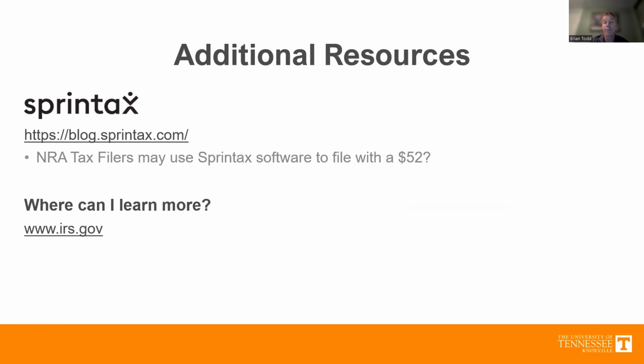All right. In addition to the Confluence pages, the guides that we've put together here at ISSS, in addition to the GTP info, Sprintax has a blog. And we've mentioned before that if you don't file with GTP or if you need to file a prior year return or an addendum, you might be able to do that through Sprintax, and they have a fee, which is currently $52. Where can you learn more? You can also go to the IRS website. That's going to be a little tricky to navigate and find the right information, but ultimately they are the tax agency of the U.S. government. So they would be the ones who have the official information.